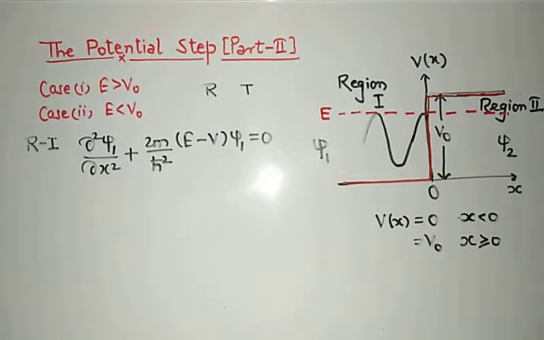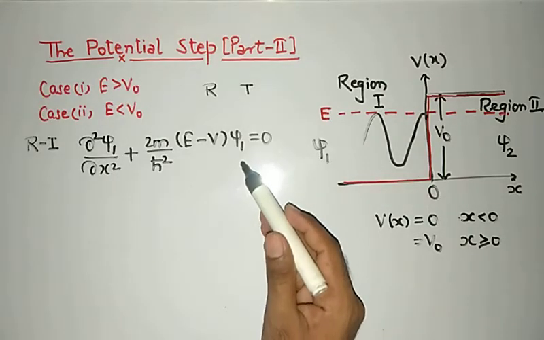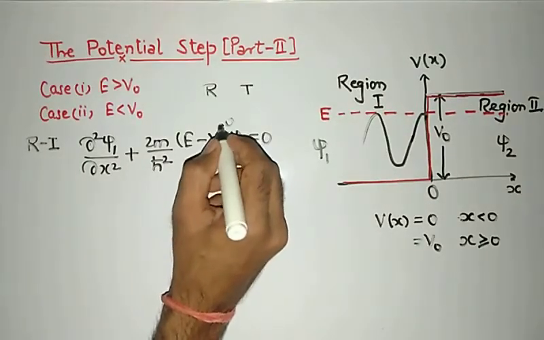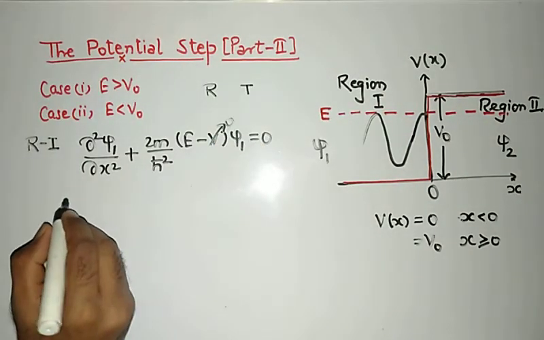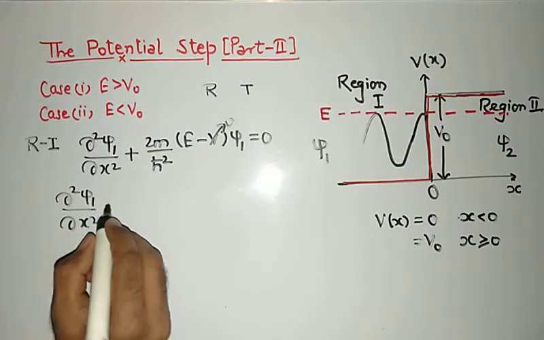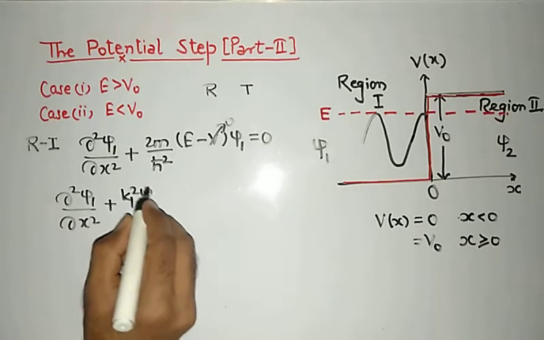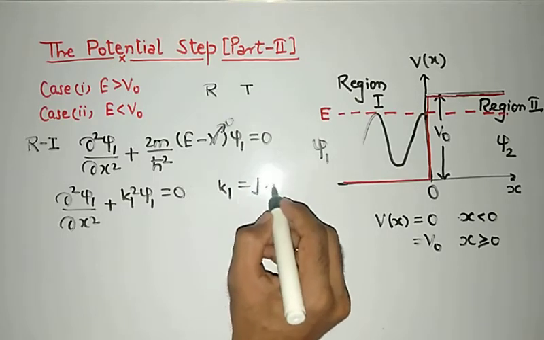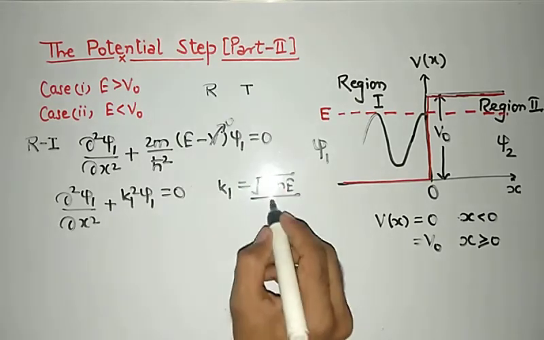As in case first, we will use boundary conditions, continuity equations, finding Schrodinger wave equation solutions, and probability current density. So for first region V is 0. This reduces to del square psi 1 upon del x square plus k1 square psi 1 is equal to 0. So what is k1? K1 is under root 2mE upon h cut.